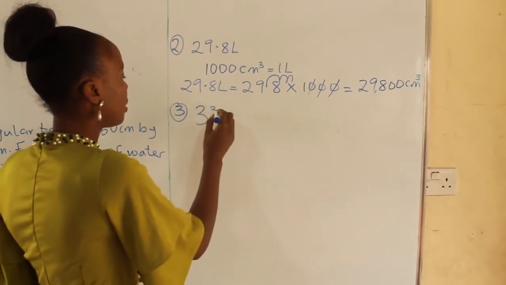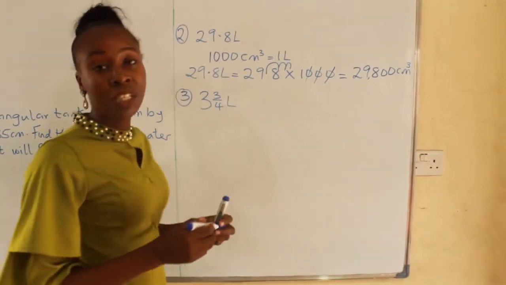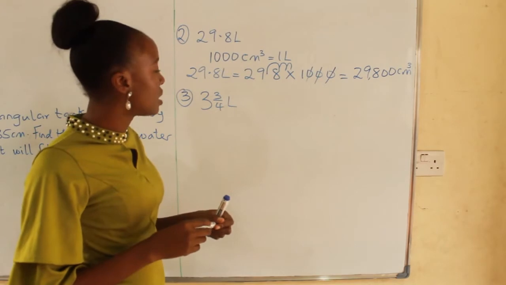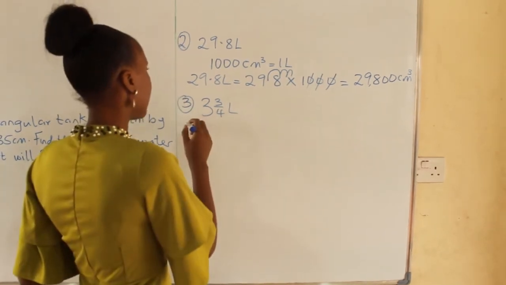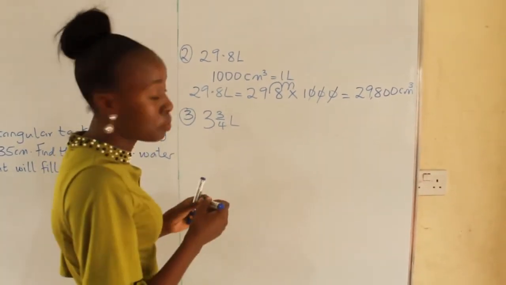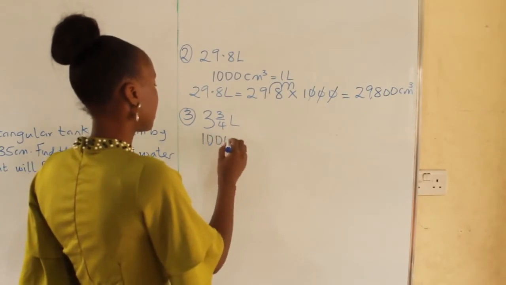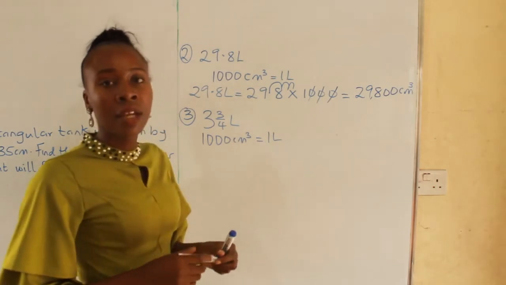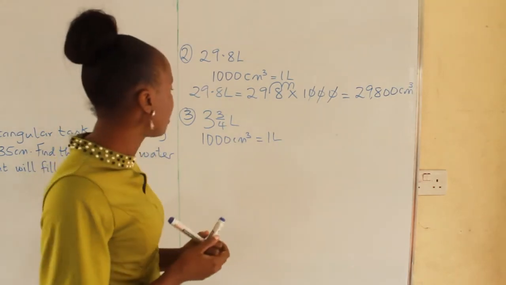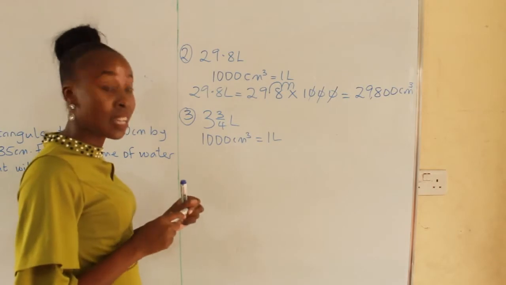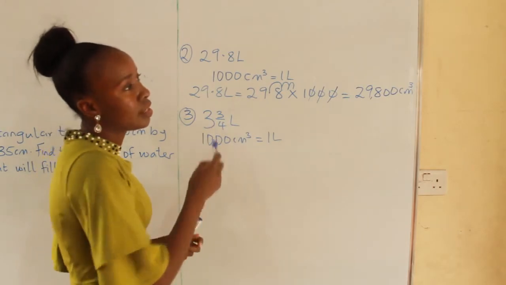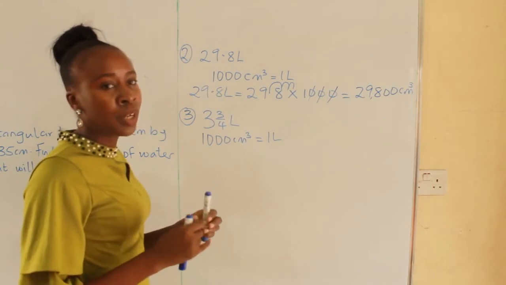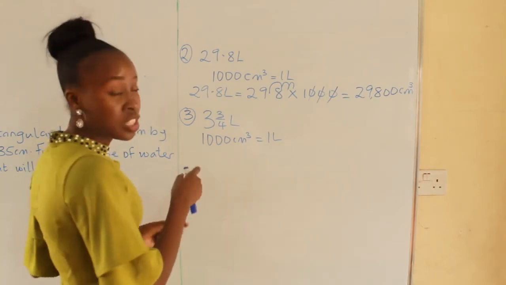3 whole number 3/4 liters. We're expected to express 3 whole number 3/4 liters in cm cube. Remember the relationship, 1000 cm cube equals 1 liter. Now, the first thing to do, if you look at this question carefully, you realize that it is a mixed number. Now, there are 2 methods of answering this question.